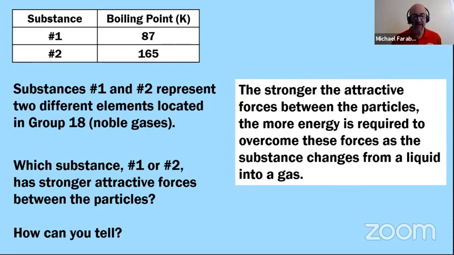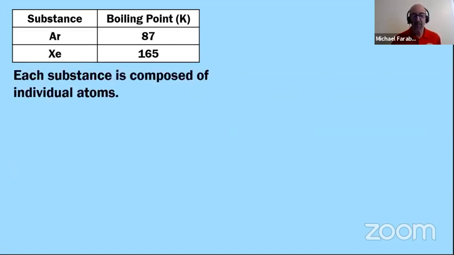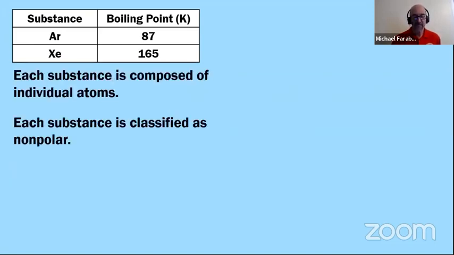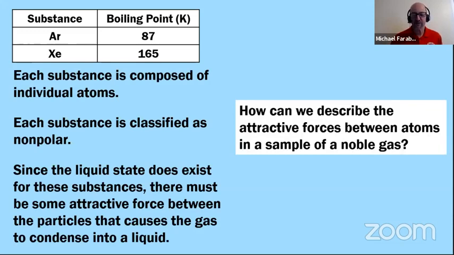I'm going to go ahead and tell you that substance 1 was argon and substance 2 is xenon. Now these are noble gases. They are not molecules. They're just individual atoms. So of course they are non-polar. But since you can have liquid versions of these elements, there must be some attractive force between the particles that would cause a gas to condense into a liquid. So how can we describe the attractive forces between atoms in a sample of a noble gas?